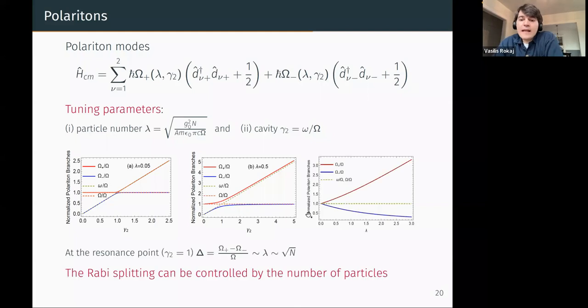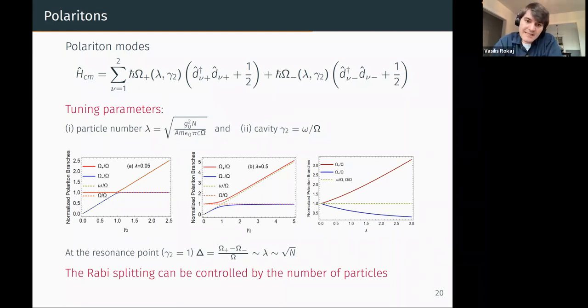And if you look now also at how the energy difference of the two polaritonic modes, omega plus and omega minus, goes with the coupling, you see that they separate, they open up as I tune up lambda. And what you can find essentially is that omega plus minus omega minus is proportional to the coupling parameter lambda, which is proportional to the square root of N.